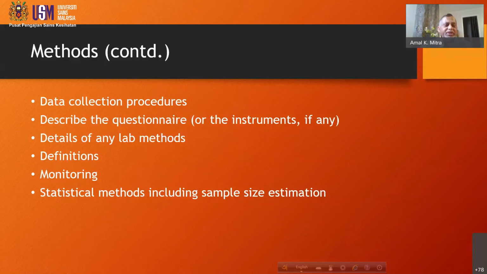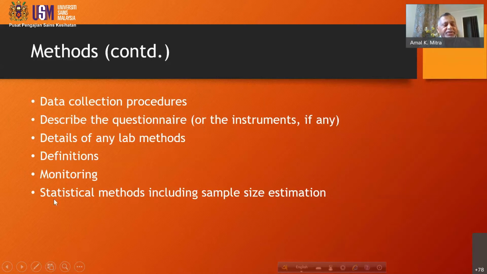Sometimes we use some lab instruments; describe them. If there are lab methods, you must describe them. And any definitions you have used, we sometimes call them case definitions, it's better to explain them. Monitoring: if you do any community-based studies, monitoring is a big part of your research.